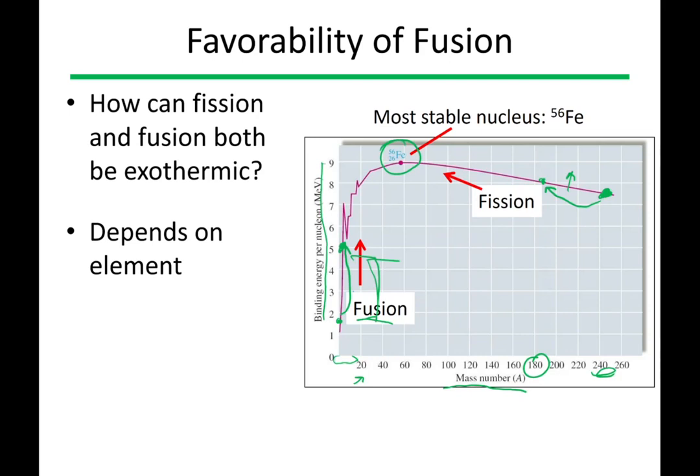So if we have things with a lower mass than iron-56, for the most part, if we smash them together and make something with a higher mass number, we will get something with a higher binding energy per nucleon, and that'll be exothermic. So fusion is going to be exothermic for nuclei lighter than iron-56, and likewise for things that are heavier, when we split them apart, we'll gain some of this binding energy. And so fission will be exothermic for nuclei that are heavier than iron-56.